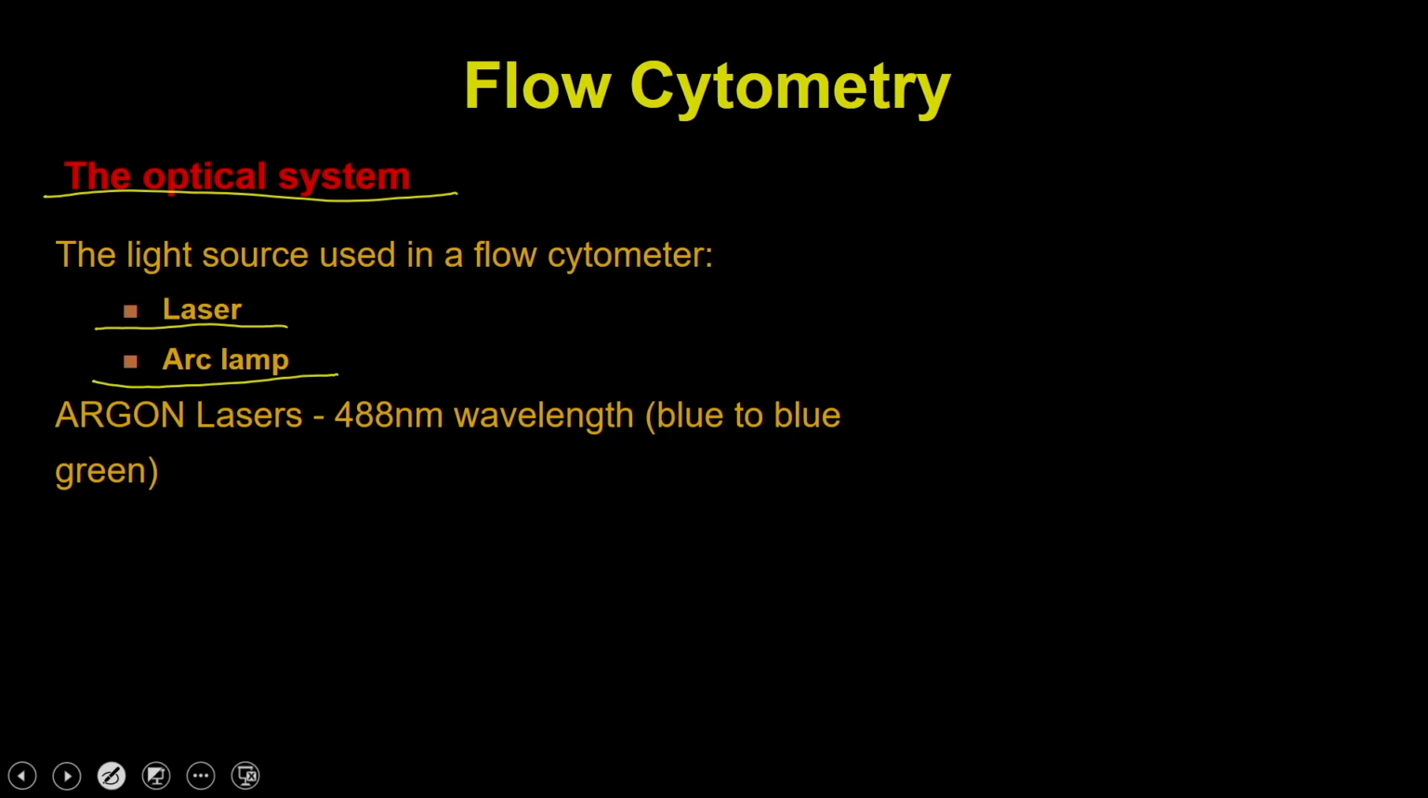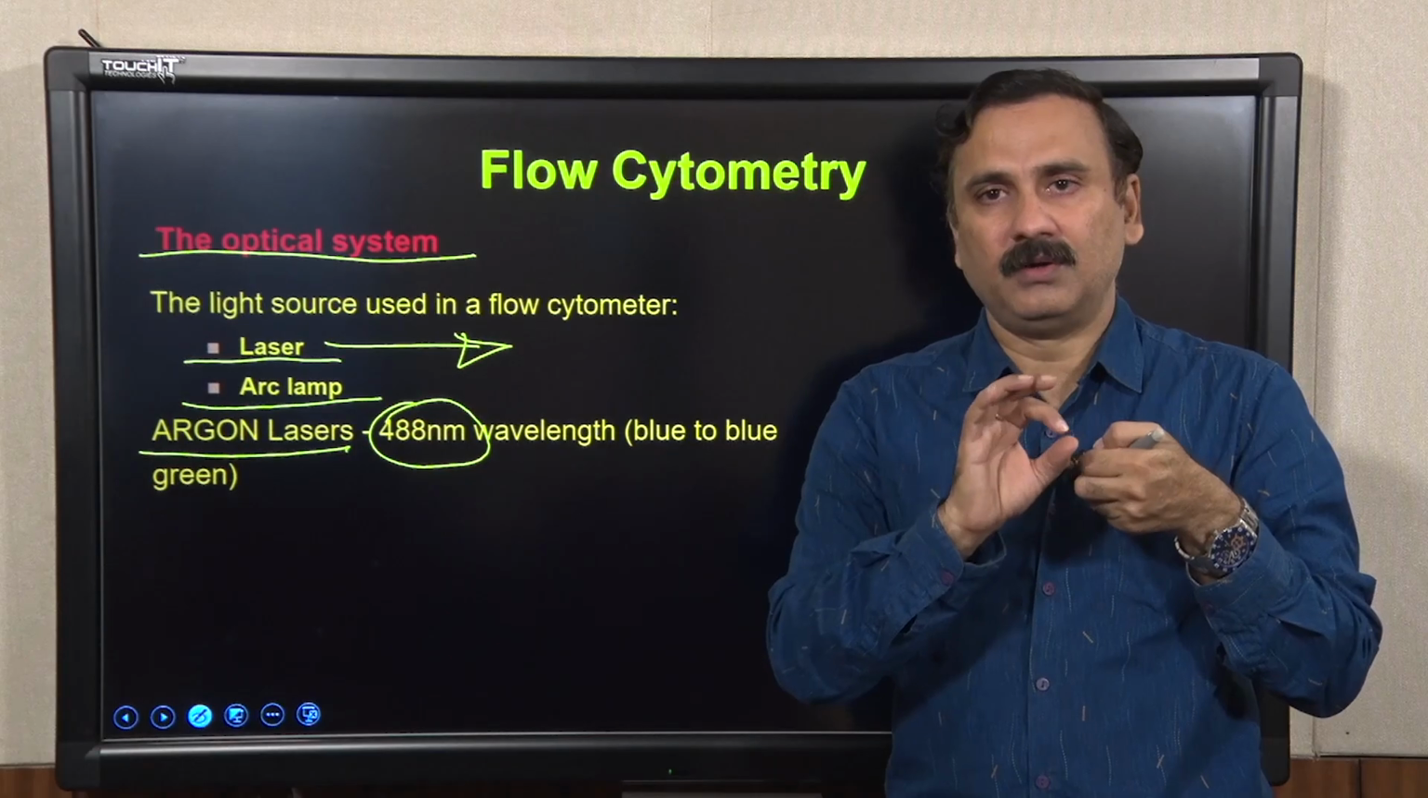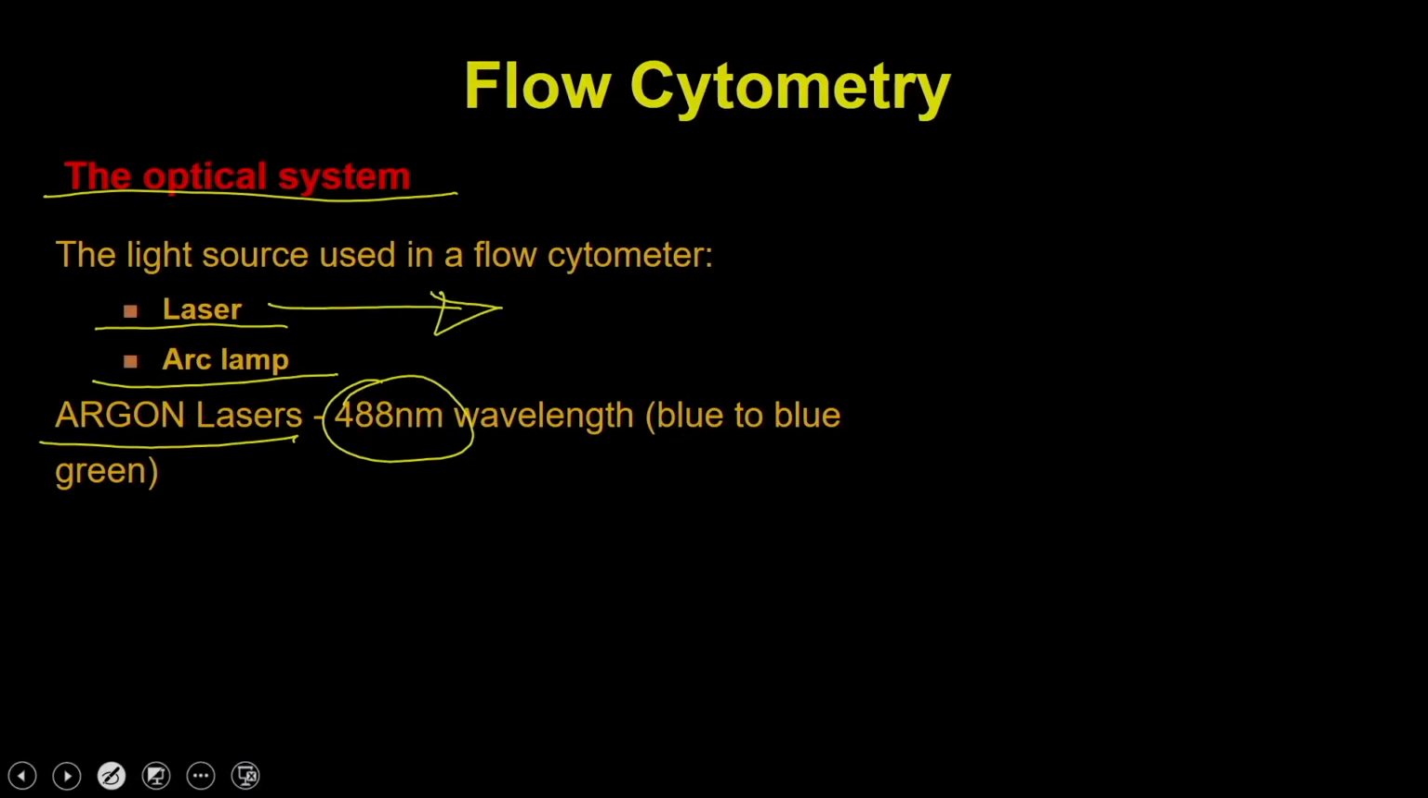In some cases, people are also using the argon laser. That argon laser gives the flexibility to excite the sample at 488 nanometer. The laser is always used because it gives you very high intensity, and that's why the laser is preferred over some kind of tungsten or arc bulbs.